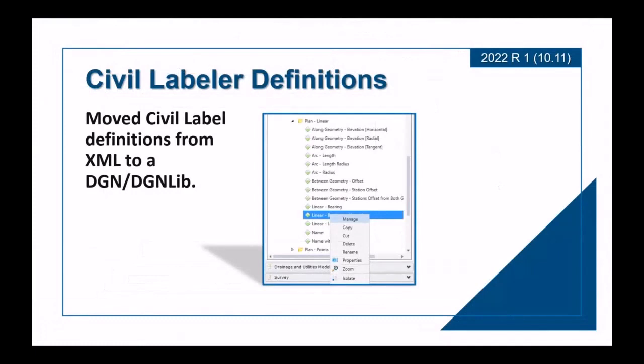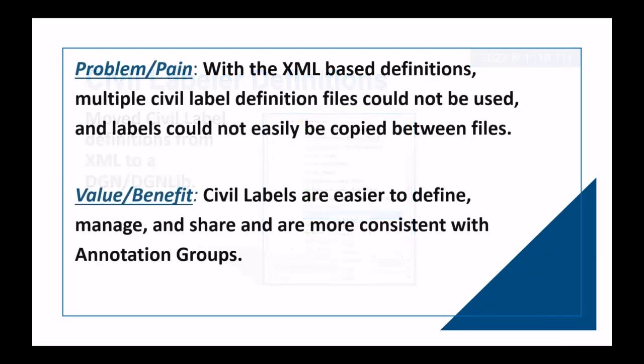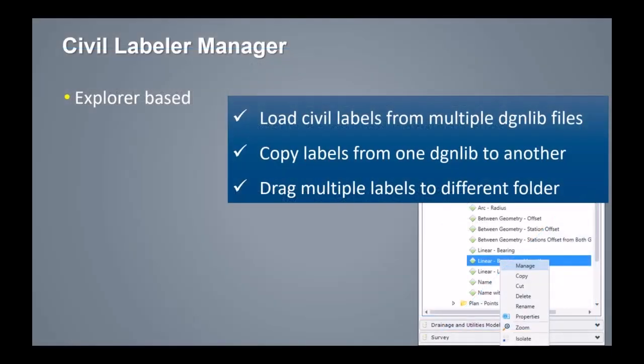We introduced a new tool in 10.10, the civil labeler. In 10.11, we've advanced that tool and we took it out of tech preview and finished it up. Part of what we did to finish it up is we moved the definitions for those civil labels into the DGN file instead of being in a separate XML file like they were before. Now, there are a number of advantages of why we did that.